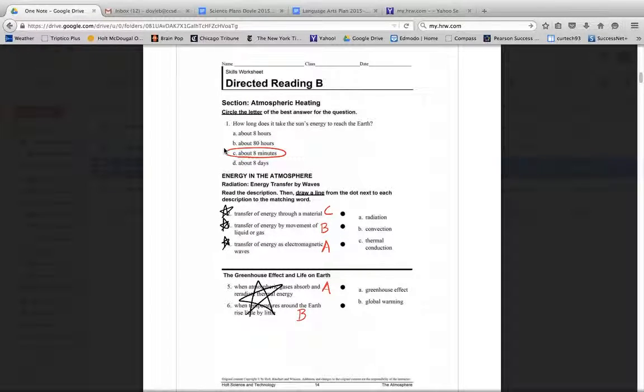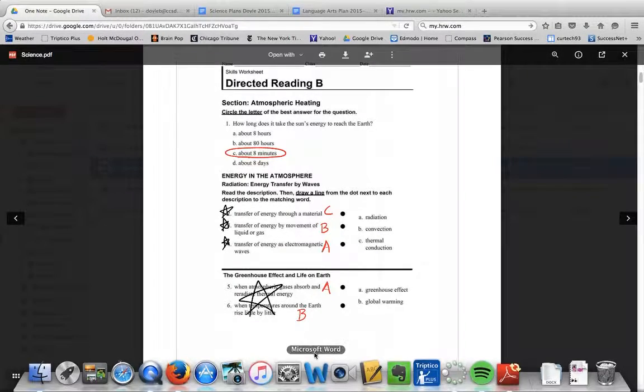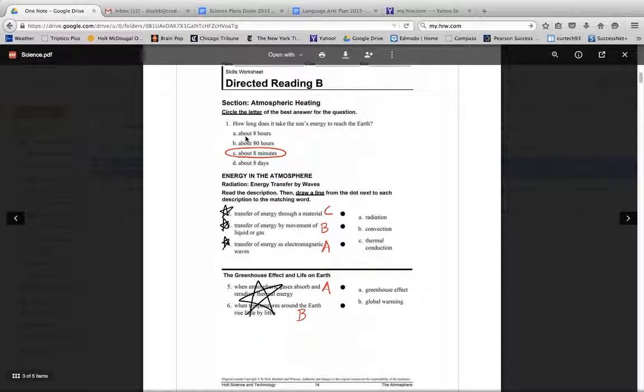whether you put a star next to it if you get it right, or if you get something wrong, make sure you correct that and mark the right answer. Also, if I add any extra details, extra information, you can write those notes in the margin. All right, let's get started.